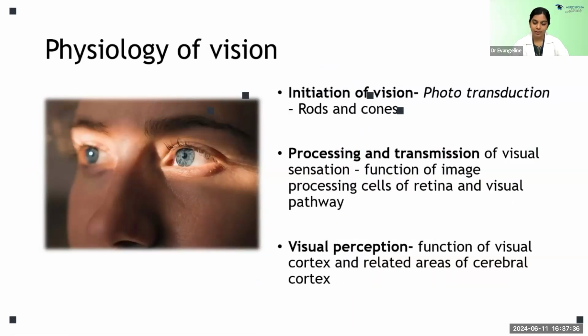Physiology of vision. Now let's see the 3 steps involved in the physiology of vision. Step 1 is initiation of vision by a process called phototransduction that takes place in the rods and cones. The second step would be processing and transmission of visual sensation, which is a function of image processing cells of the retina and the visual pathway. The third step would be visual perception, a function of the visual cortex and related areas of the cerebral cortex in the brain.